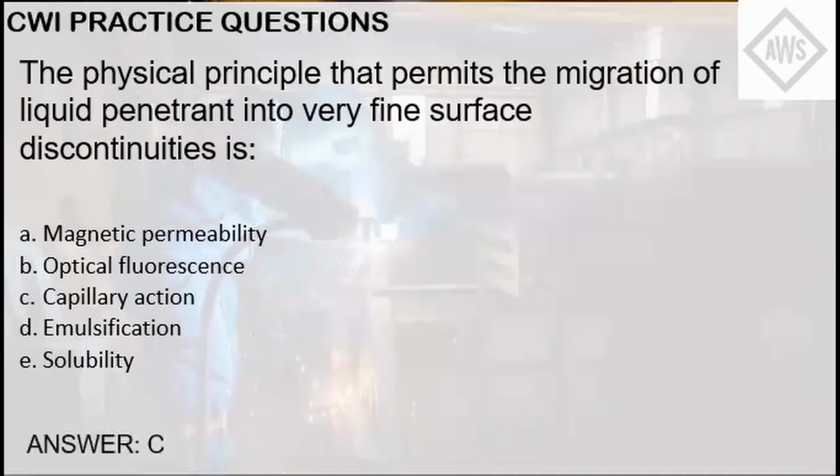Now, this concept is the basis of dye penetrant testing, wherein after the penetrant goes into the pores or crevices of the weld, and after applying the developer, it reveals whatever discontinuity the weld might have. This is by the concept of capillary action, where the liquid ascends through a slim or permeable substance. The answer here is letter C. All other choices refer to other analyses like magnetic permeability and optical fluorescence, and letters D and E refer to chemical processes, emulsification and solubility, that do not involve welding.